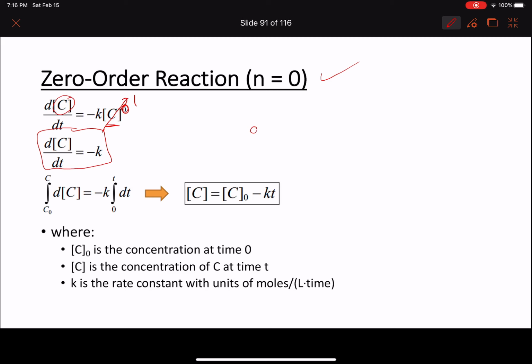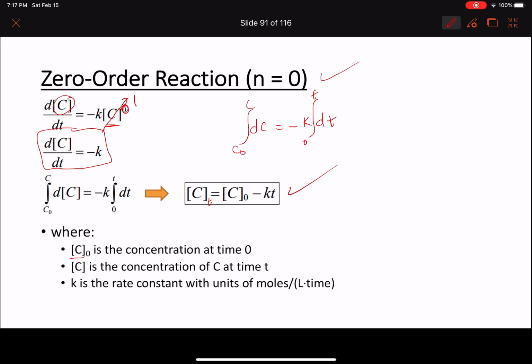If you take dC and move dt to the other side, you can integrate this, from C naught to C, and this from 0 to T, from the start of the experiment until time T. Then you integrate and you will get C at any time T equal to C naught, initially, minus kT. So this is the equation for the zero order reaction.